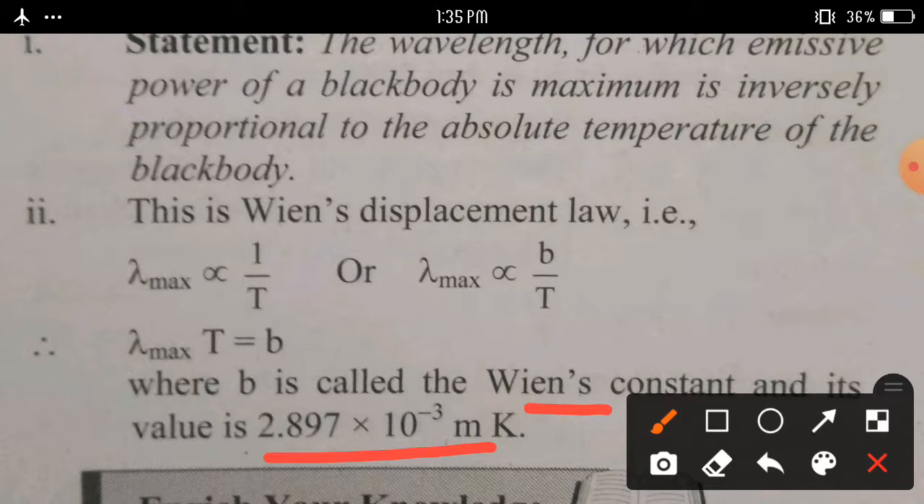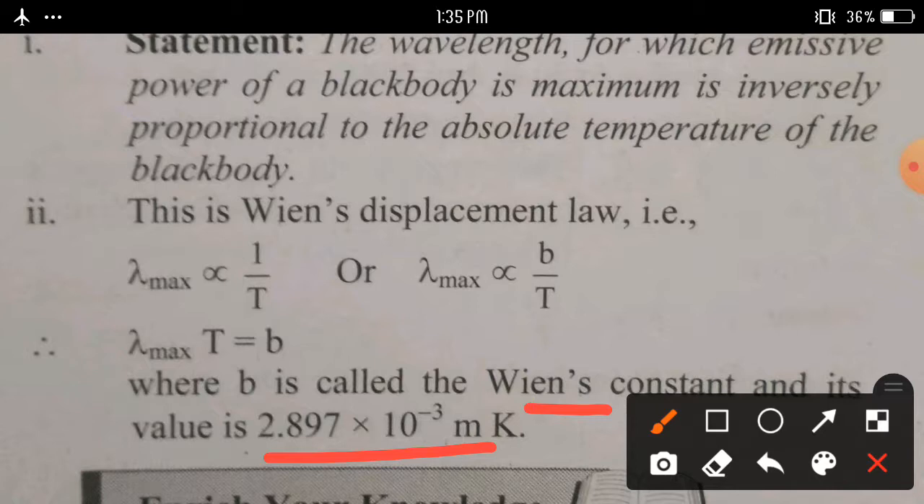Basically, this law is useful in determining the temperature of distant stars, sun, moon, etc. You might have heard of white dwarfs and red giants. White dwarfs are hot stars with a surface temperature nearly equal to 10,000 Kelvin, while red giants are cooler, corresponding to a surface temperature nearly equal to 3000 Kelvin.